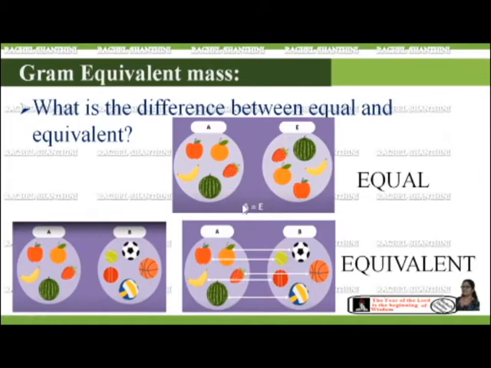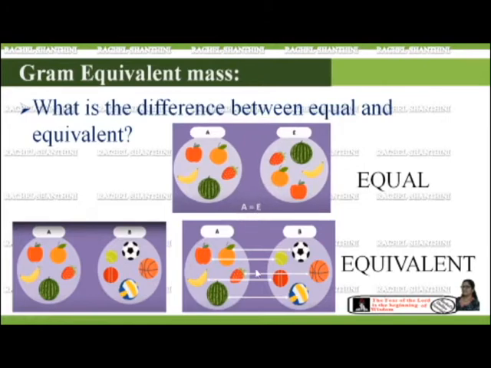Look at picture 1. We have 2 plates, A and E, consisting of the same number of same fruits. Since we have the same number of same things, we can say plate A is equal to plate E. Now look at this picture. Plate A contains a set of fruits and plate B contains a set of balls. There are 5 things on both plates. The number of things is equal.